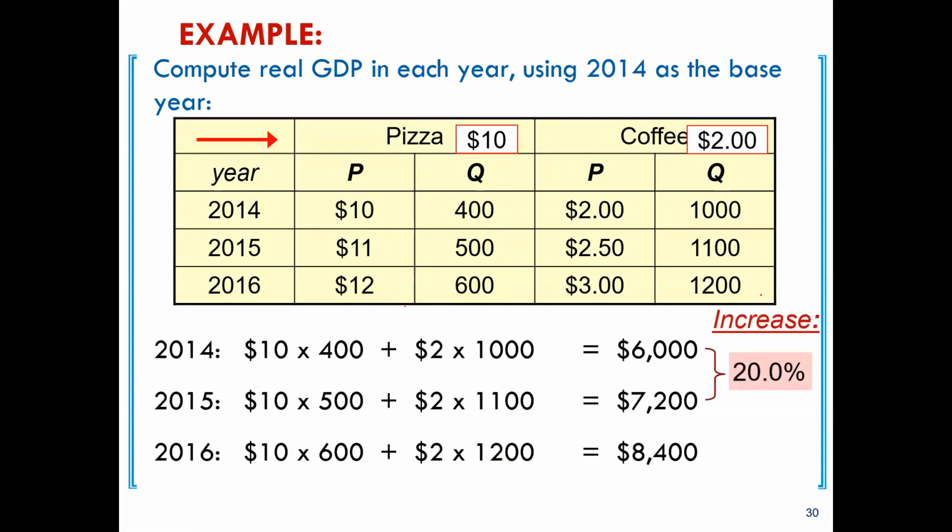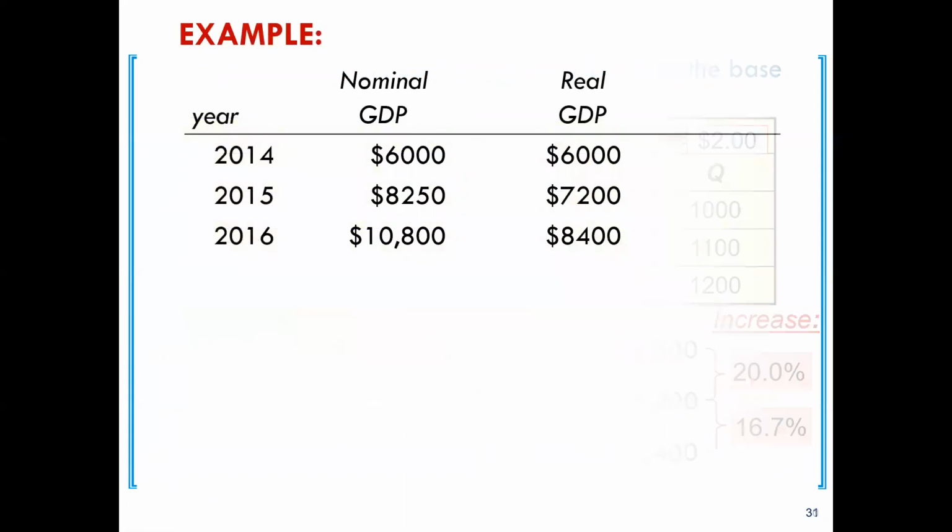Now, let's consider the percentage increases based on the real GDPs we've computed for each year. Between 2014 and 2015, real GDP increased by 20%, and between 2015 and 2016, real GDP increased by 16.7%.